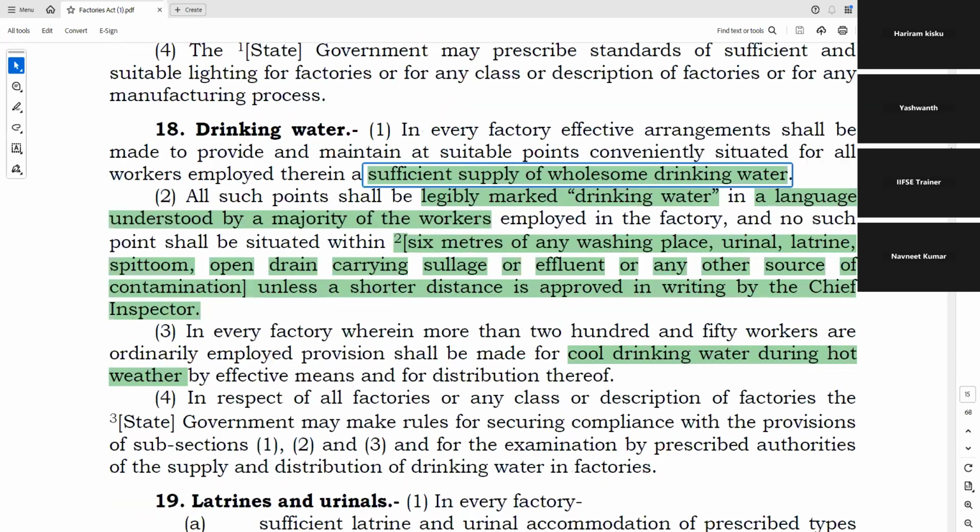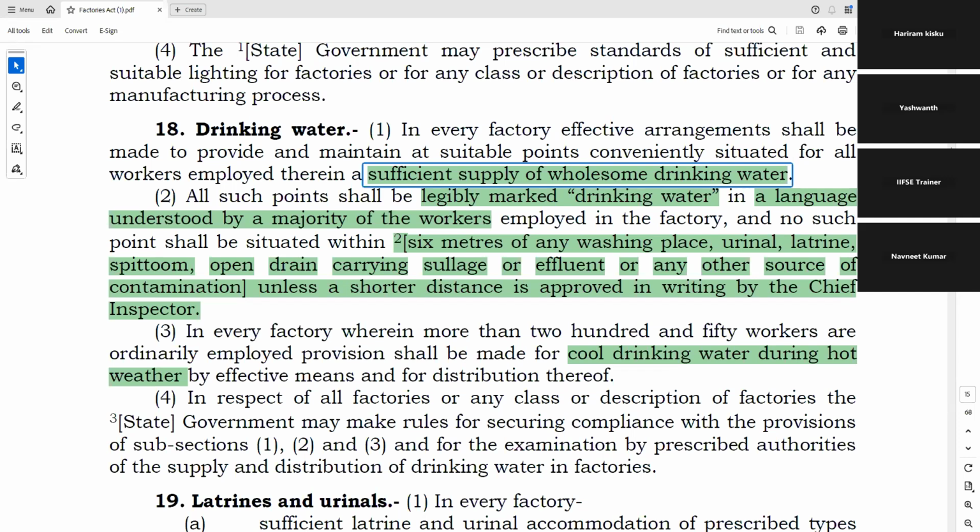Then drinking water, this also we have seen the requirement. We could not see the requirement or the quantity of the water in the central act, but in the respective state-specific rules. For example, in the AP Factories Rules, we could see the requirement. Here we have a sufficient supply of wholesome drinking water.